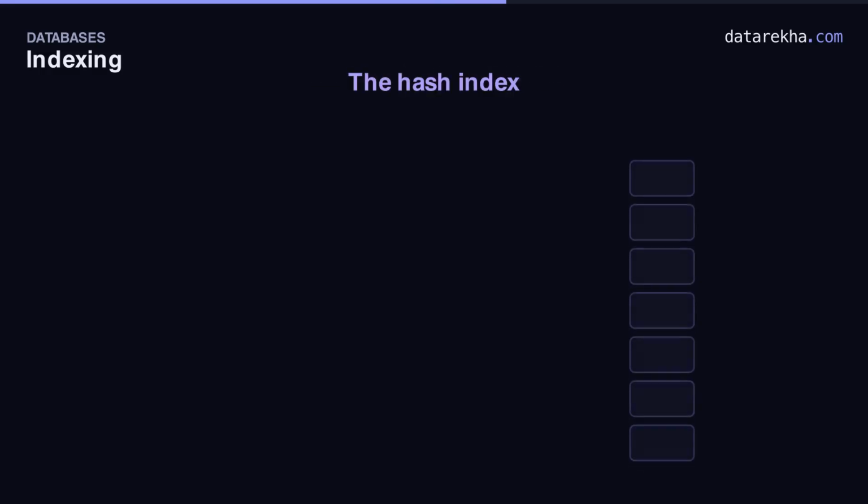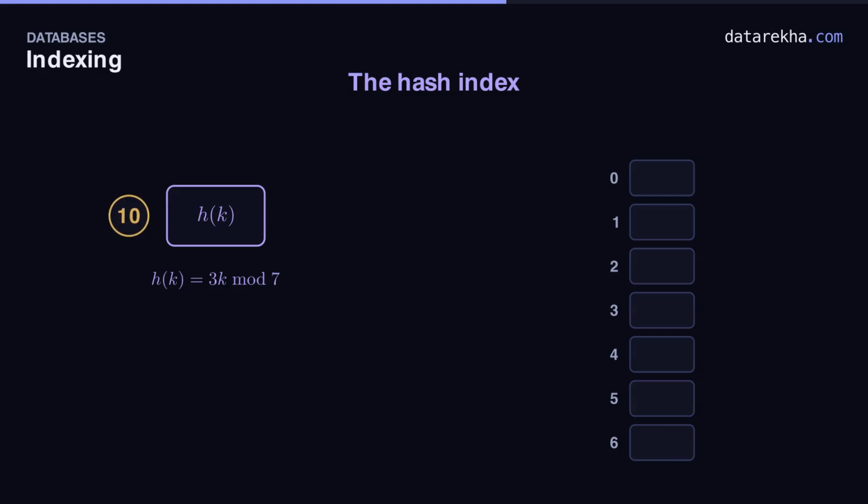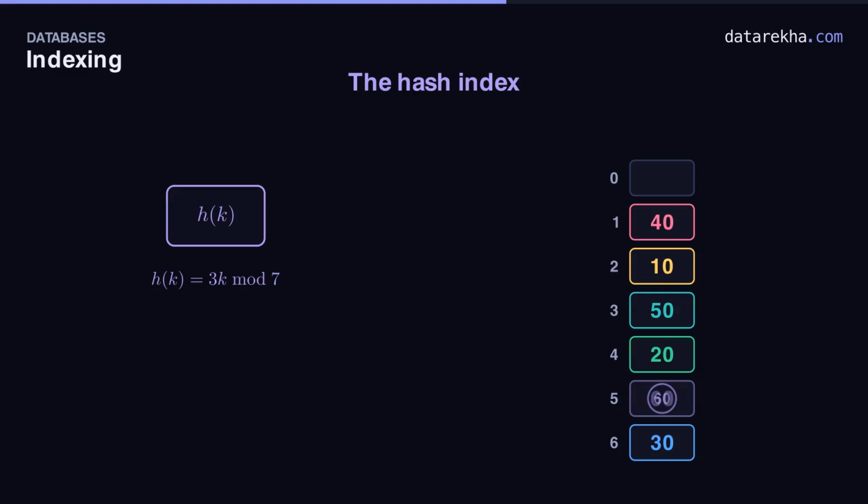The second structure is the hash index, straight from our hash tables lesson. Instead of a tree, we have buckets. A hash function turns a key into a bucket number, and the key's row pointer lives in that bucket. Let's load 6 keys: 10, 20, 30, up to 60. Each one flies through the hash and drops into its bucket. And look carefully at where they land.